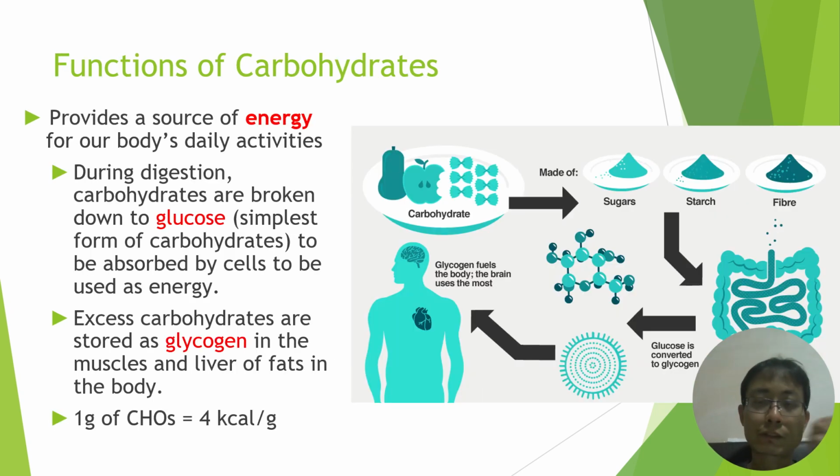The first function of carbohydrates basically is to serve as the primary source of energy for your body. During digestion, carbohydrates are broken down into glucose, which is absorbed by the body to be used as energy. The excess carbohydrates are stored as glycogen, generally in your muscles and liver. And 1 gram of carbohydrates will produce 4 kilocalories of energy.